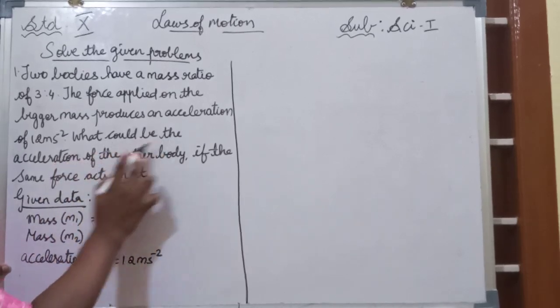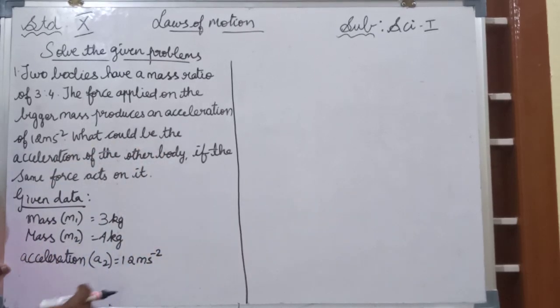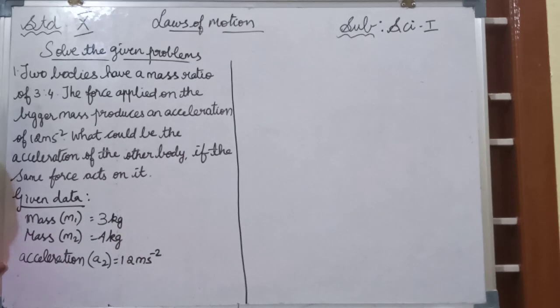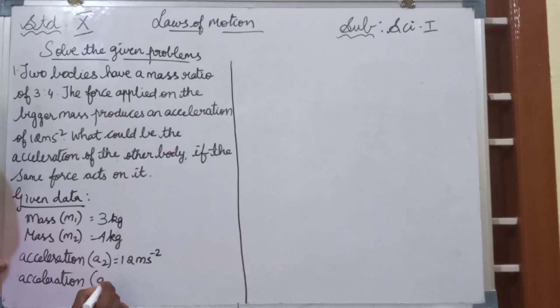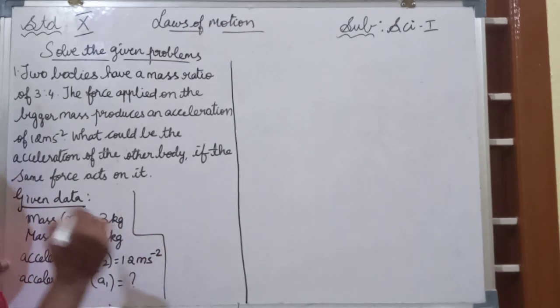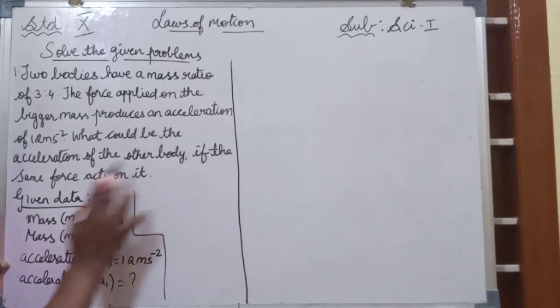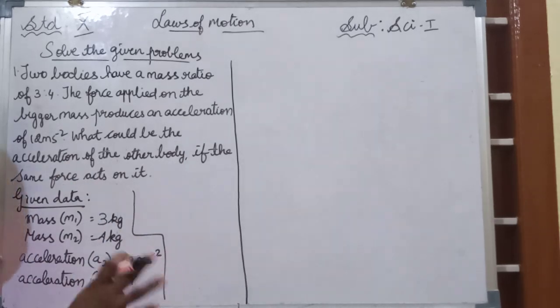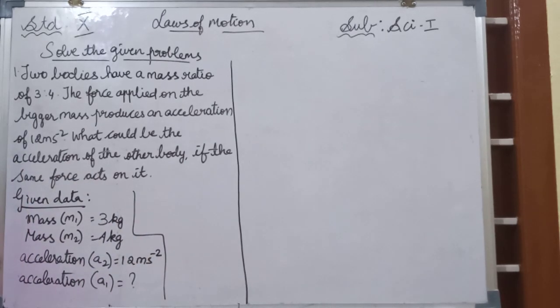What could be the acceleration of the other body? So we wrote the acceleration for the second body. Next we have to find out the acceleration for the first body, which is A1. What is the next thing that we have to find out? If the same force acts on it. So with this the question gets over. But by this given data, are we able to find it out? No, it is not possible.